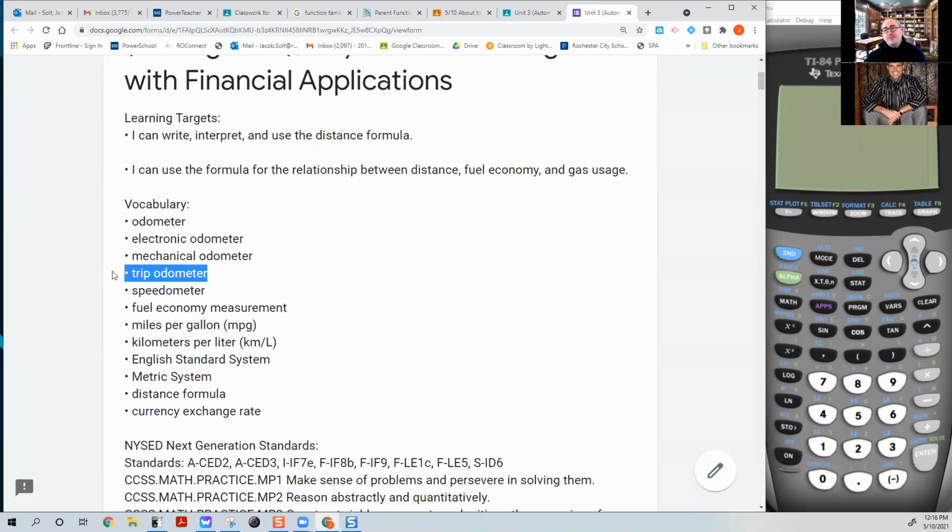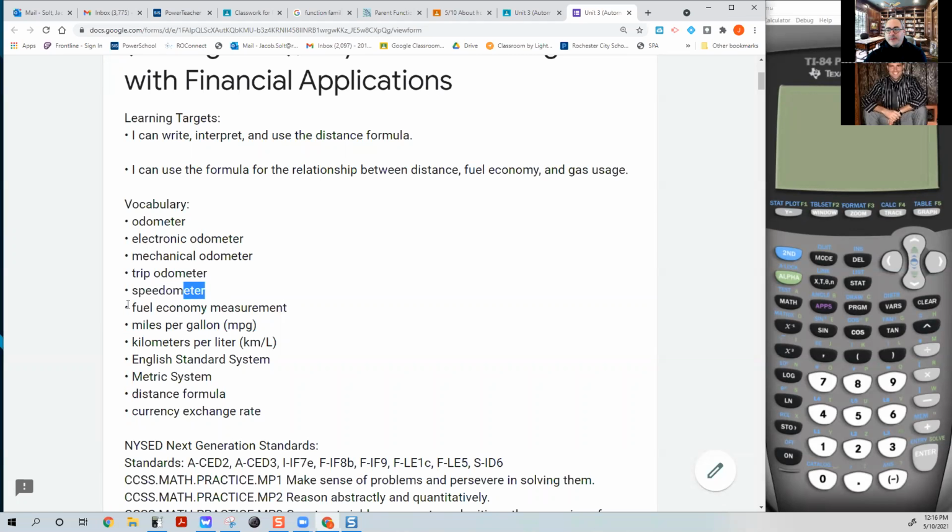There's also a thing called a trip odometer. This gives you the ability to measure the distance of a particular trip. Usually you'll hold down your odometer button for a couple seconds, and then the trip odometer will reset to 0, and you can measure the distance between home and work, or between home and a camping spot, or whatever you want to measure distance to, between 2 points.